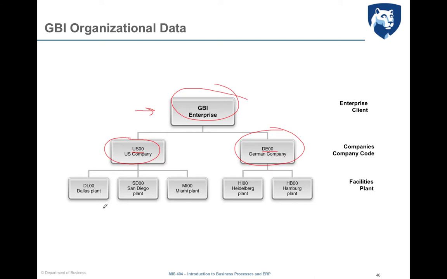Then, as we've discussed, GBI operates through 5 plants for the storage and the manufacturing of bicycles. In particular, 3 plants are located in the US, in Dallas, in San Diego, and in Miami, while 2 plants are located in Germany, respectively in Heidelberg and in Hamburg. In particular, we see that the Heidelberg plant serves both for manufacturing and as a distribution center, while Hamburg is only a distribution center. So we have 5 different facilities and 5 different plants coded in the ERP system.